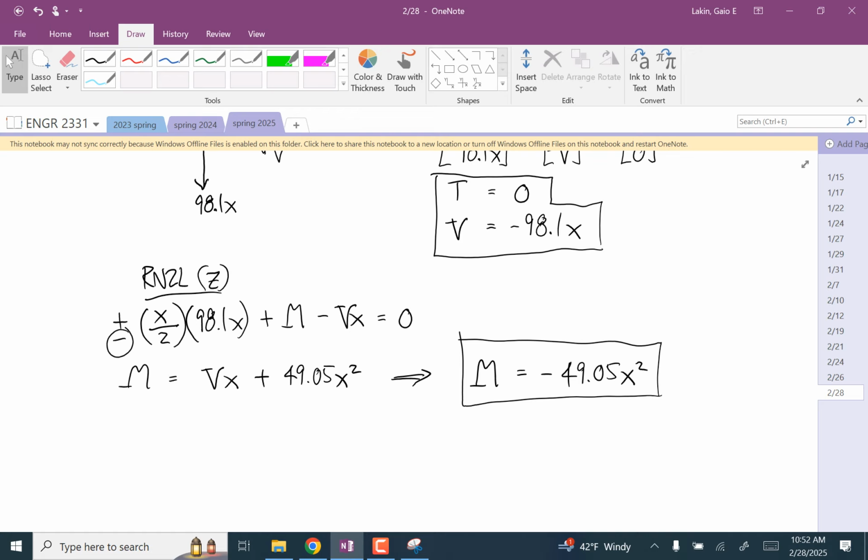Okay, I'm going to give you a couple of distributed load problems. Feel free to bring them on Monday, and I can go through any you want to see.